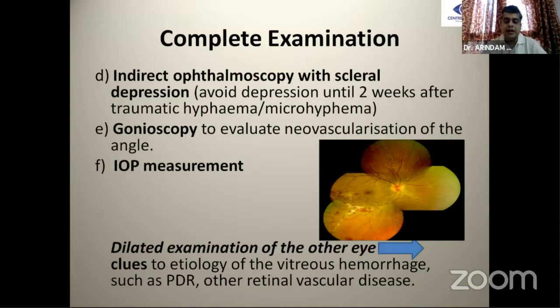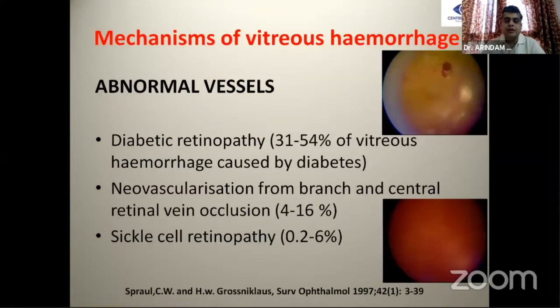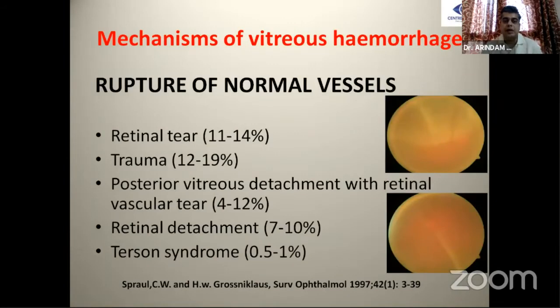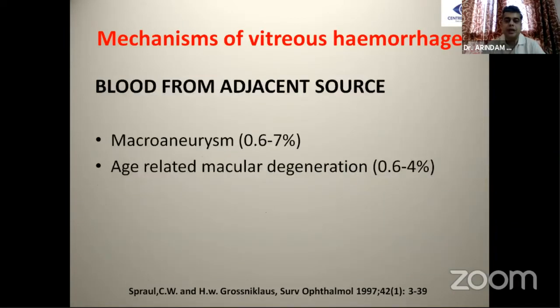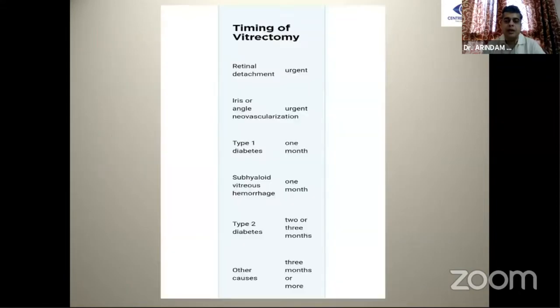Dilated evaluation of the other eye may give us a clue to the etiology of the vitreous hemorrhage. Like the other eye may show features of PDR or vasculitis as shown in this picture. The mechanisms of vitreous hemorrhage are abnormal vessels as in diabetic retinopathy, NV due to RVOs, sickle cell retinopathy, and rupture of normal vessels as in retinal tears, trauma, PVD with retinal tears, retinal detachments, and Terson syndrome. And blood can come from an adjacent source like macroaneurysms or ARMD.